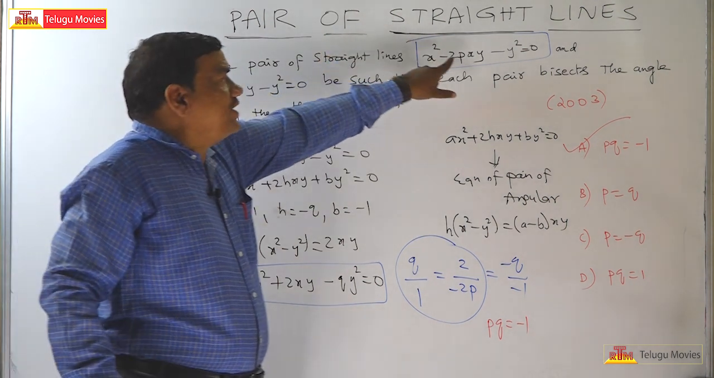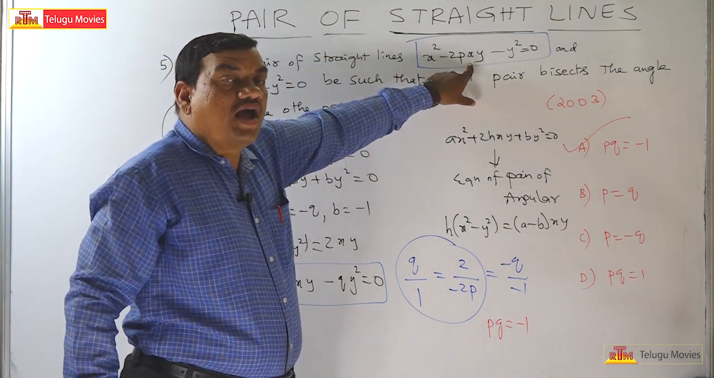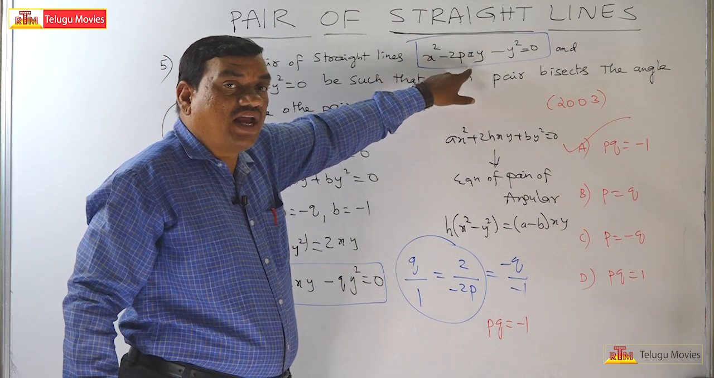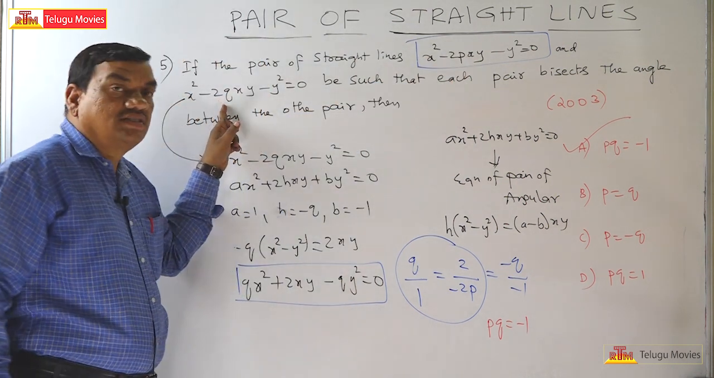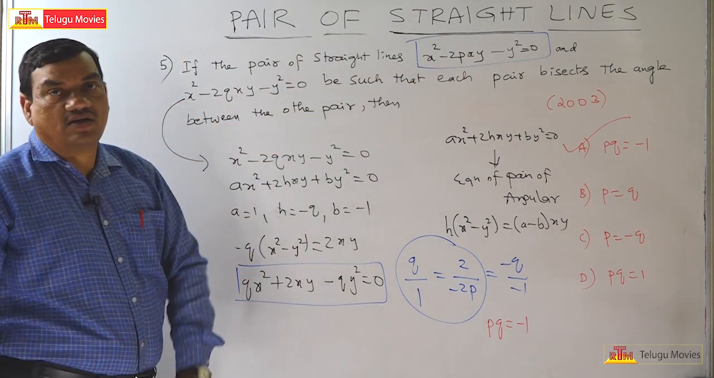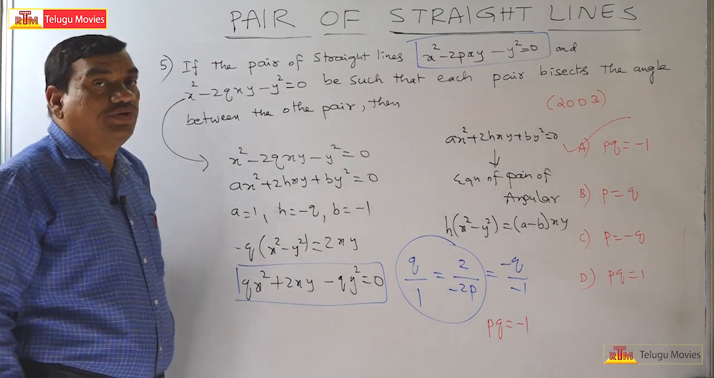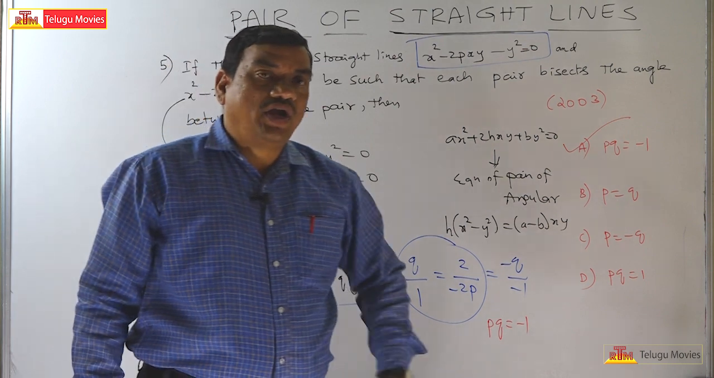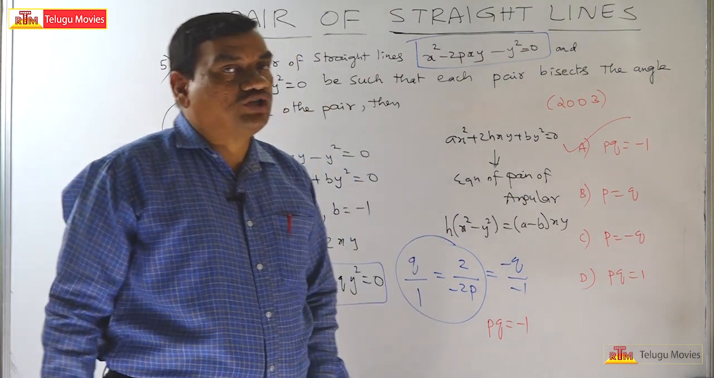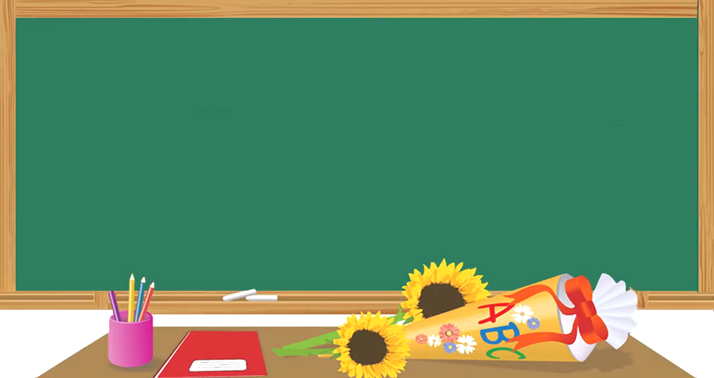Otherwise, you can find out the equation of the angular bisector of the first line and compare with the second line. You will get the same answer. Now that's a very, very easy concept. It was asked in a competitive examination in 2003. I hope that you understand this solution. Let us go to the next problem.